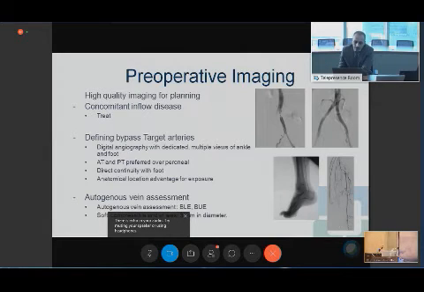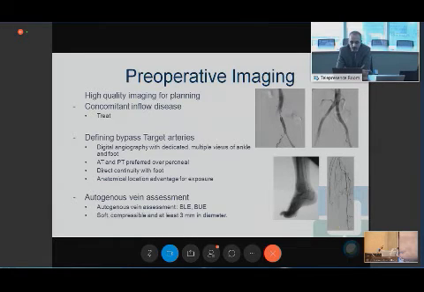So how do we do our bypass? We start, as you heard from Dr. Sereno and Dr. Rivard, with preoperative imaging. Once we diagnose with non-invasive testing, we obtain high quality imaging for planning. If the patient has concomitant iliofemoral disease, we go ahead and treat it, and the treatment of choice is still endovascular, like the patient on your right-hand side, who had a left common iliac artery stenosis that was treated with a stent. Then we define bypass target arteries by angiogram, and we should have a DSA with dedicated multiple views of the ankle and foot.